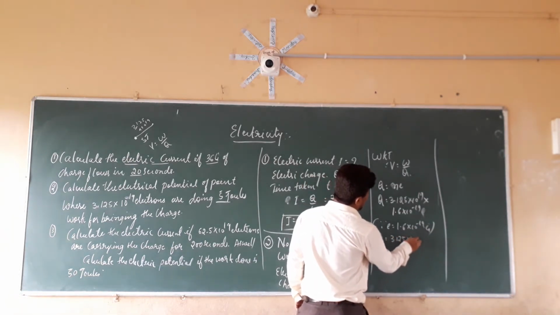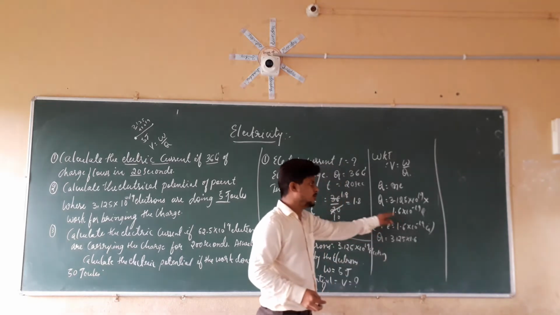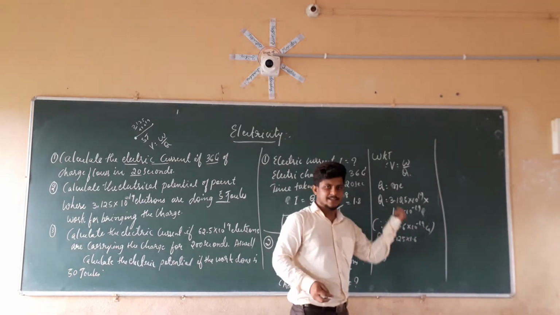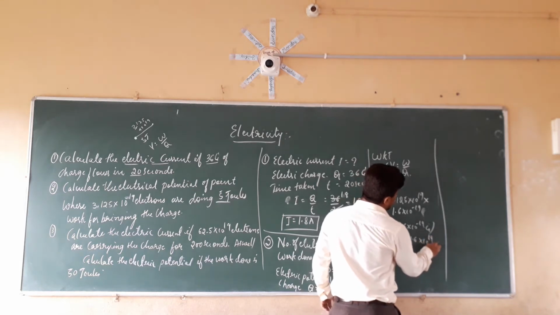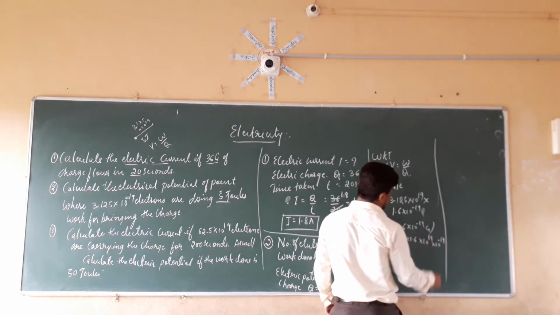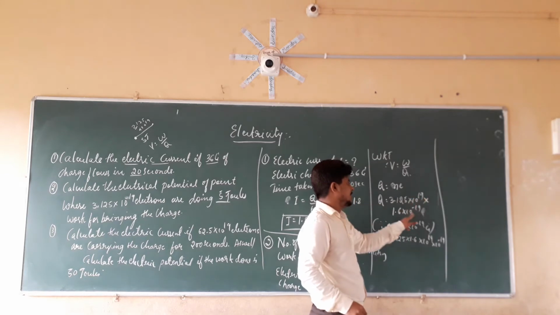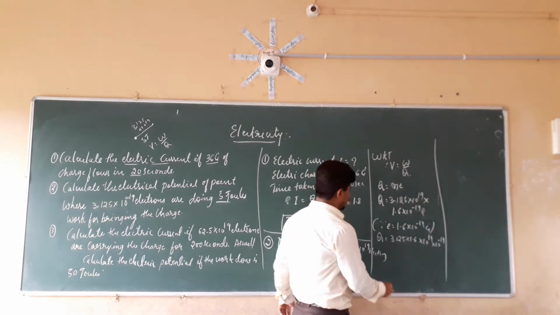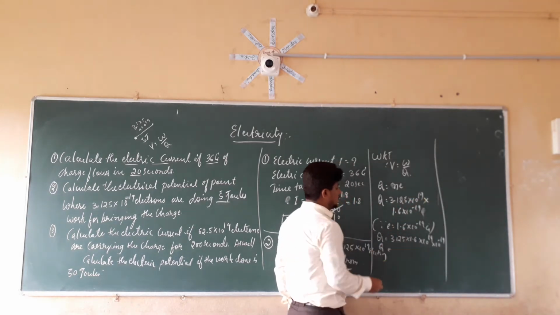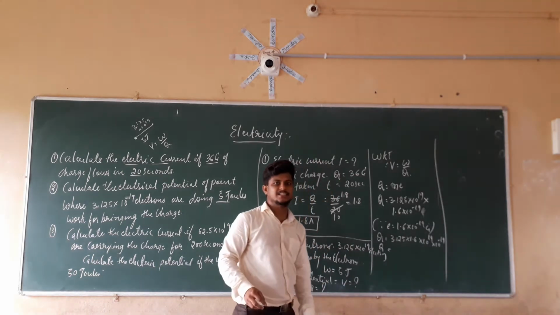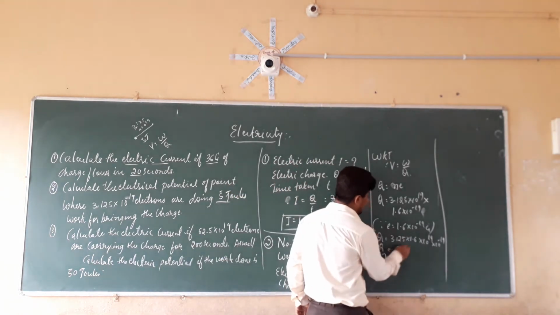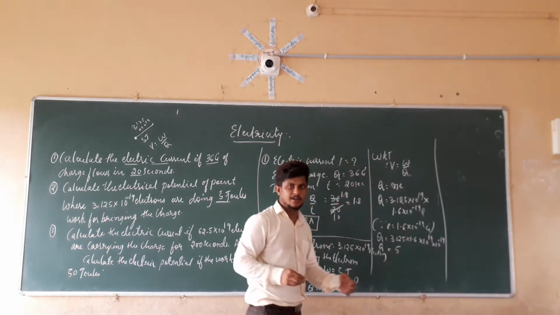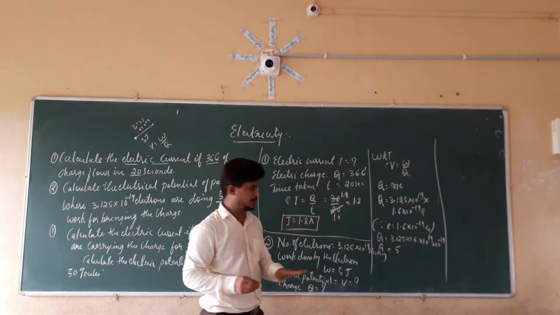So Q equals 3.125 into 1.6. I am going to take the same values on one side and the powers of ten on the other side, so into 10 raised to 19 into 10 raised to minus 19. So Q equals 3.125 into 1.6, which is equal to 5. If you want to calculate it, you can. It is going to be 5 only.